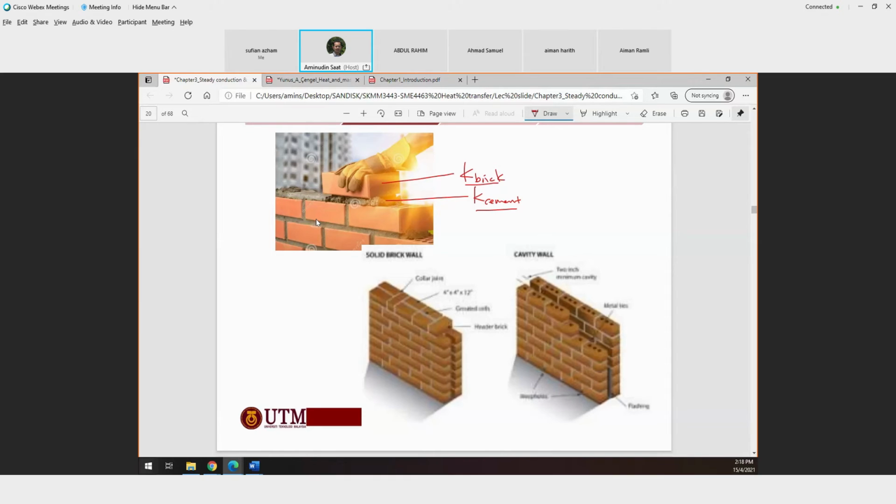In this case, if you see the cross section of this wall, you may see the wall, you have the brick, and then you have the cement, and then you have the brick again, then you have the cement, and this section will be repeated along the height of the wall.